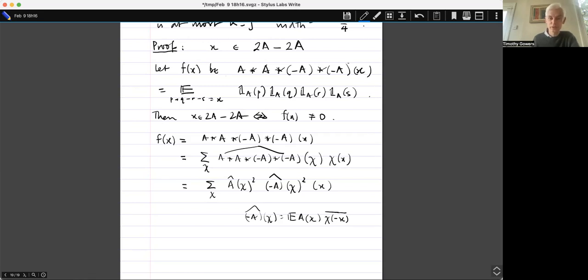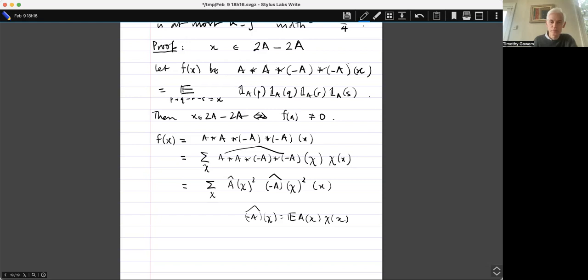So that, and chi of minus x bar is the same as chi of x. So we can just get rid of the bar there. But this is exactly the same as the definition of a hat of chi, except I've forgotten to put a complex conjugate over this, and this one's a real number. So this is in fact just a complex conjugate of a hat of chi. So this relies on the fact that this is a real valued function.